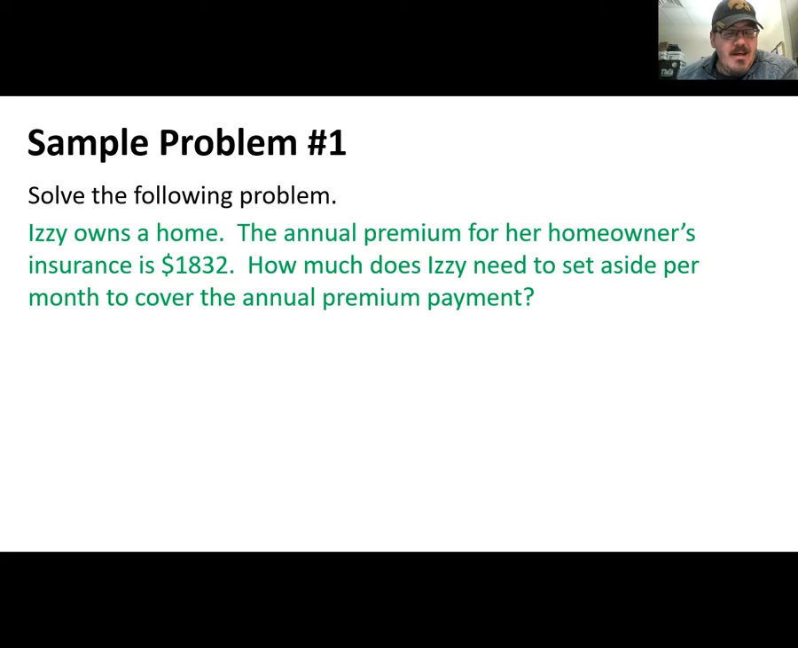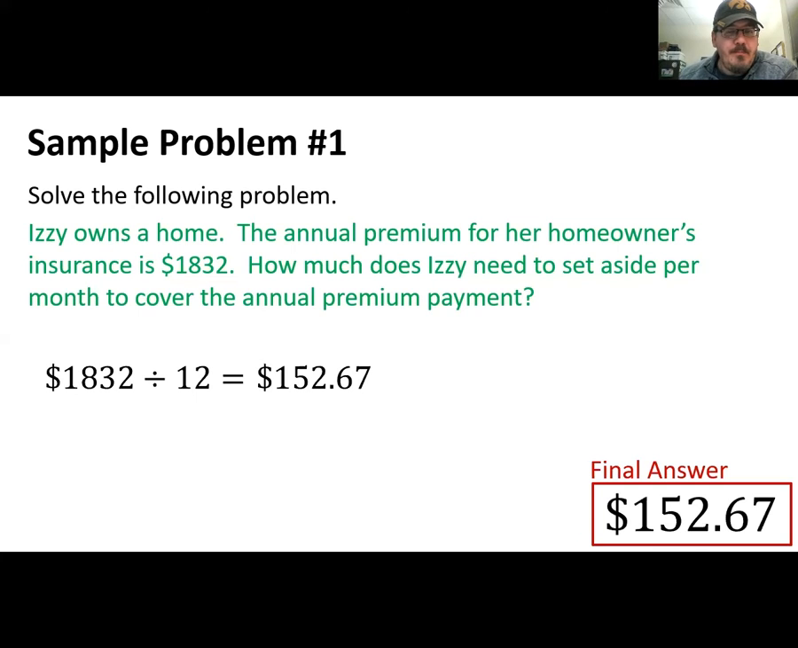So basically, it's a one-step problem. Since there's 12 months in a year, we're just going to take the annual premium and divide it by 12. And so in this situation, Izzy would need to set aside $152.67 each month to pay for the annual premium.